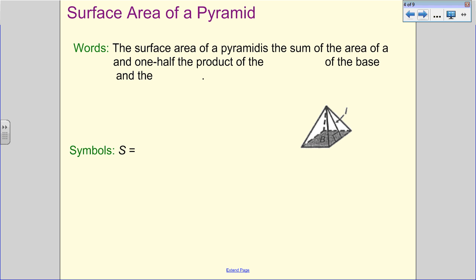All right, so let's take a look at what the formula is for surface area of a pyramid. The surface area of the pyramid is the sum of the area of a base. All right, so not much different than the prism, except there's just one base instead of two. And 1/2 the product of the perimeter of the base. So we've got the perimeter again, and the slant height.